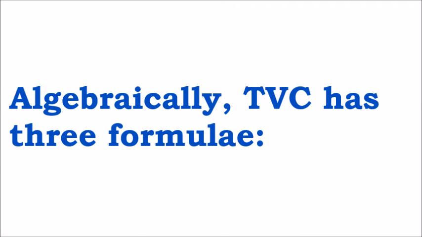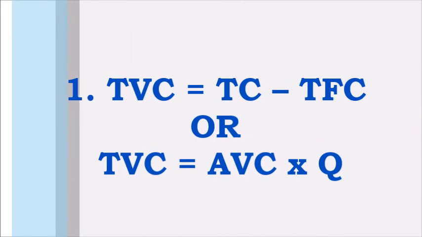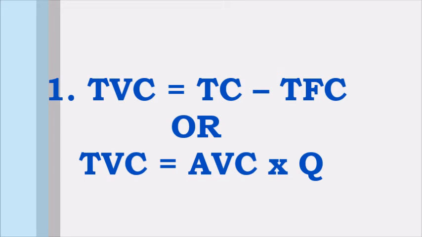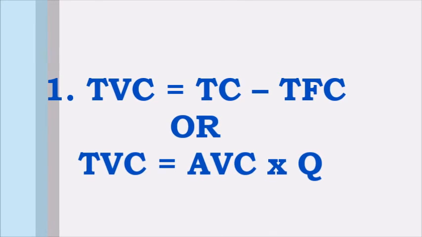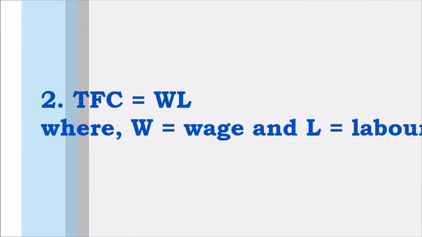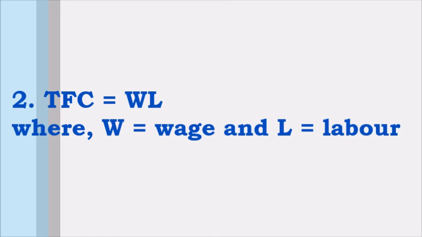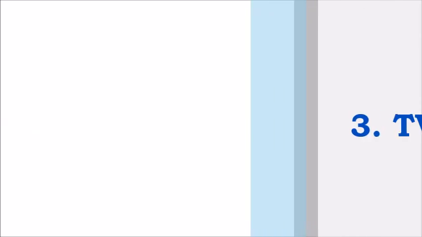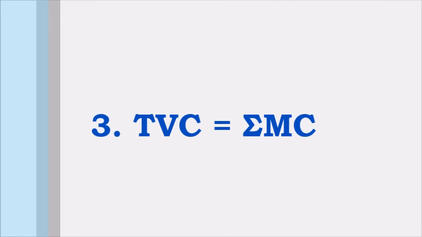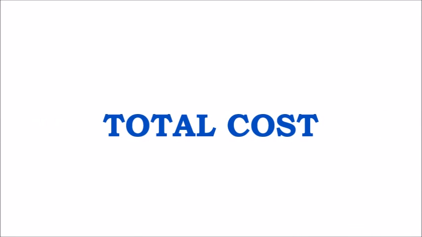1. Total variable cost is equal to TC minus TFC. That is, total variable cost equals total cost minus total fixed cost, or total variable cost is equal to average variable cost times quantity. 2. Total variable cost is equal to W times L, or WL. Anytime you see WL, it means W times L, where W is wage and L is labor. 3. Total variable cost is equal to the summation of MC. We will look at some examples in the subsequent lessons.